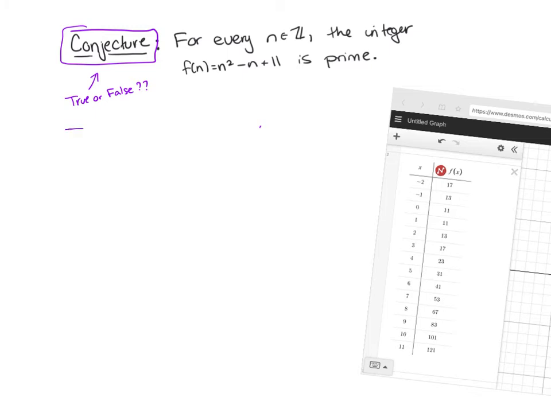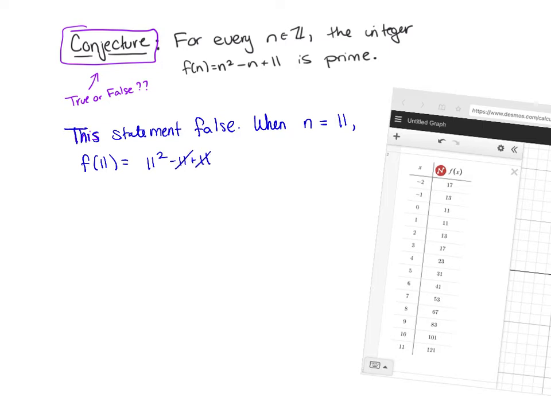So we'll say this statement is false. And now I'm going to give that specific example when n is equal to 11, f of 11 is equal to 11 squared minus 11 plus 11, right? So we can really see those 11s canceling, equals 11 squared, which is not prime.